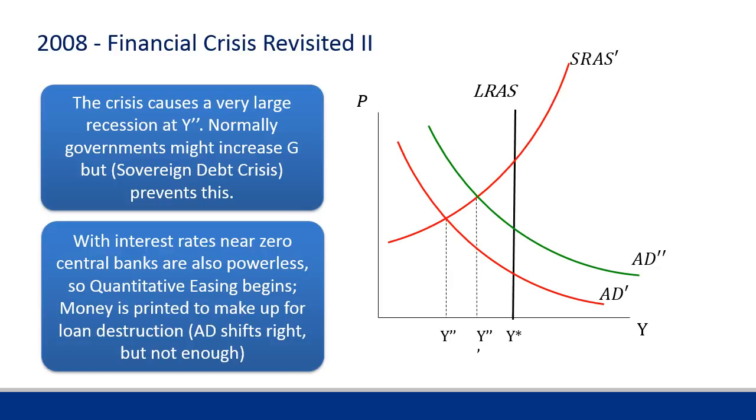Going back to the central banks, they already have interest rates at zero, so they have to carry out something called quantitative easing. In other words, essentially it's printing money, buying toxic assets from commercial banks and replacing them with cash, to try and make up for the loan destruction as commercial banks are trying to restructure their balance sheets. So the AD curve does shift to the right, but it doesn't shift anywhere near enough. Fiscal policy is not possible because of the sovereign debt crisis, and central banks have had to resort to quantitative easing. But it's still not enough to get us out of recession. It's going to take quite a while for that, as we've seen from 2010.